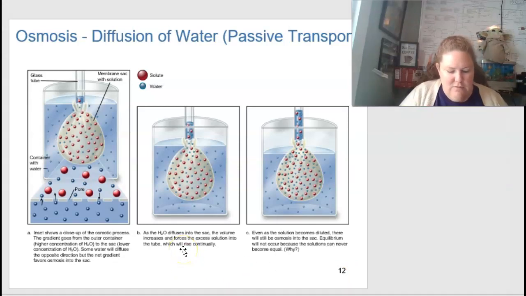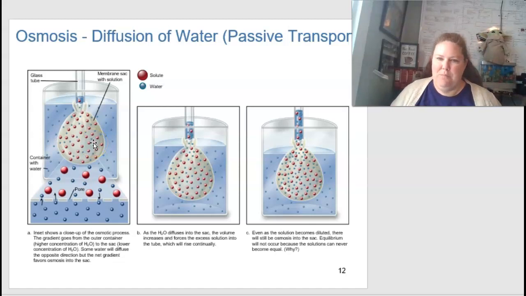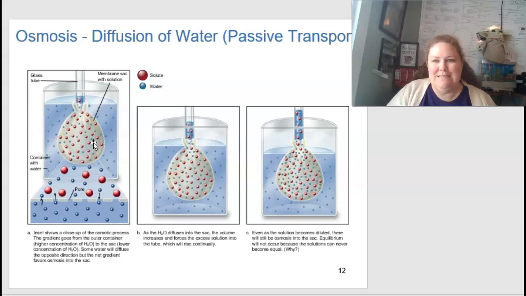Here we have a solution that's enclosed in a membranous sac. This is usually a dialysis membrane tube, as they call it, and it is attached to a hollow tube. The membrane is permeable to water, which would be your solvent, but it is not permeable to the solute. The sac is immersed in a container of pure water, and it's observed over time.